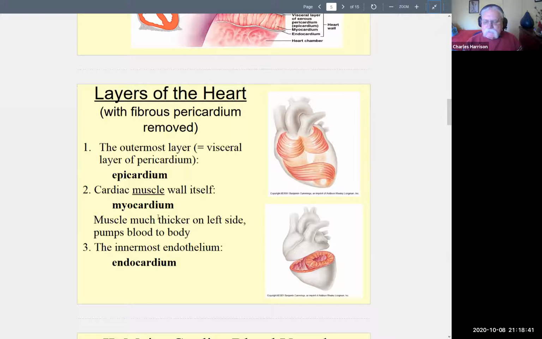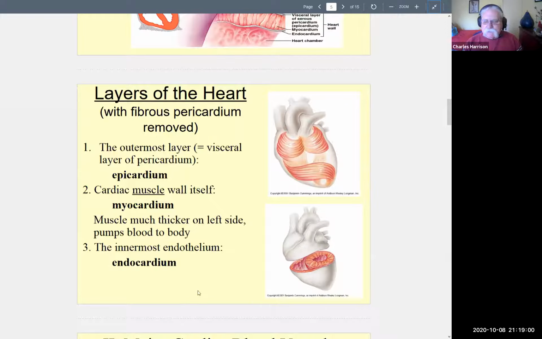It's thicker on the left side. This is the left side of the heart, because the left ventricle has to contract so forcefully as to push the blood almost through the entire body. It gets some help from the veins. We'll talk about that later.